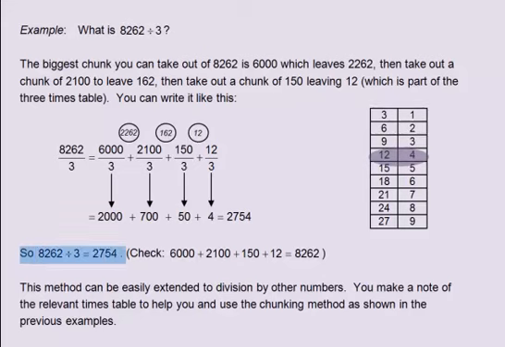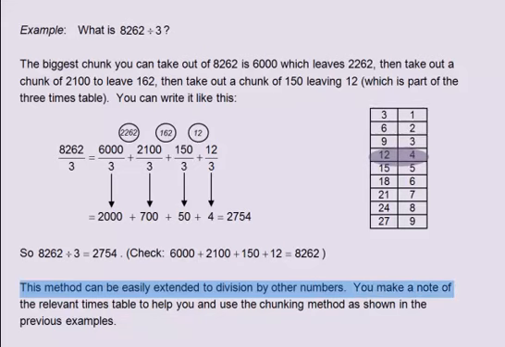So 8,262 divided by 3 equals 2,754. Check: 6,000 plus 2,100 plus 150 plus 12 equals 8,262. This method can be easily extended to division by other numbers.